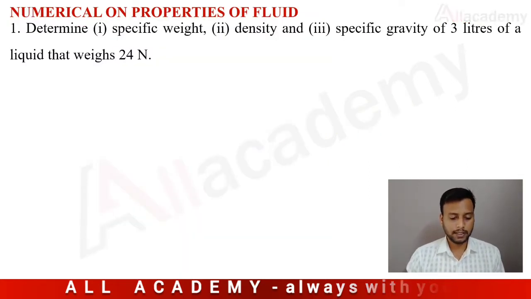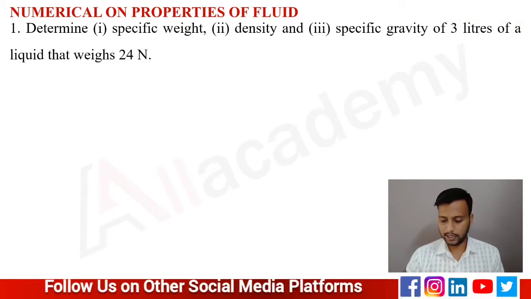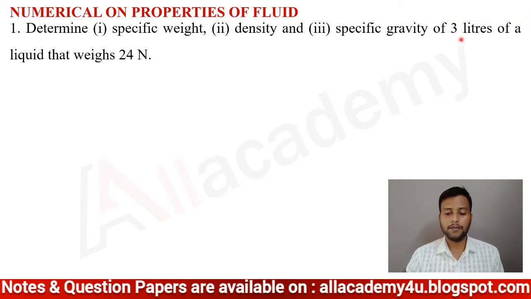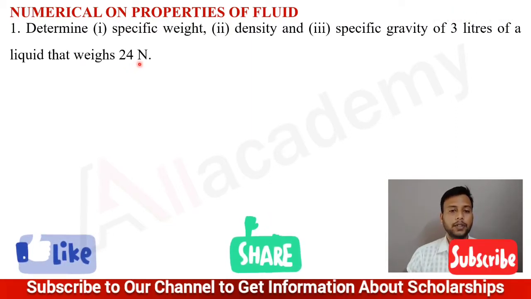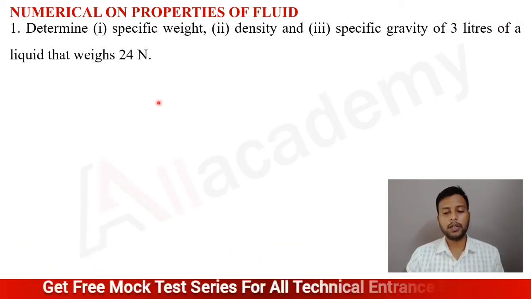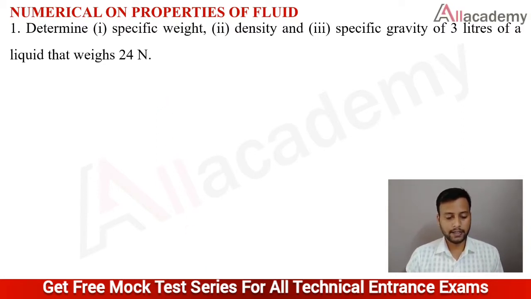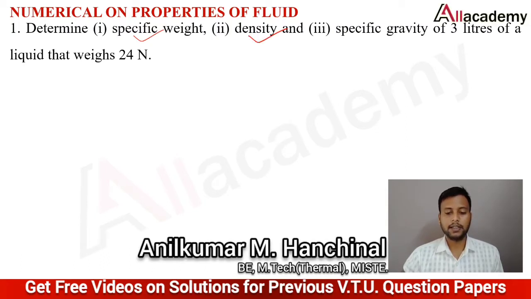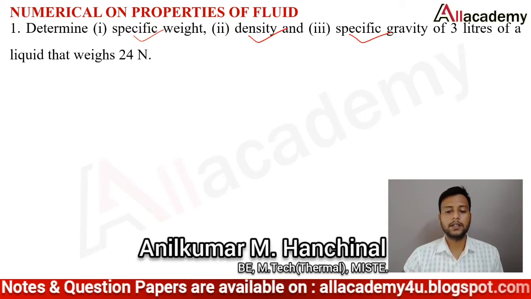The first question is on the properties of a fluid, as already I have mentioned. The question is: determine the specific weight, density, and specific gravity of 3 liters of a liquid that weighs 24 Newton. Please note that in this numerical he has given a volume quantity of a liquid and its weight. So we need to identify the specific weight, then the density, then the specific gravity.